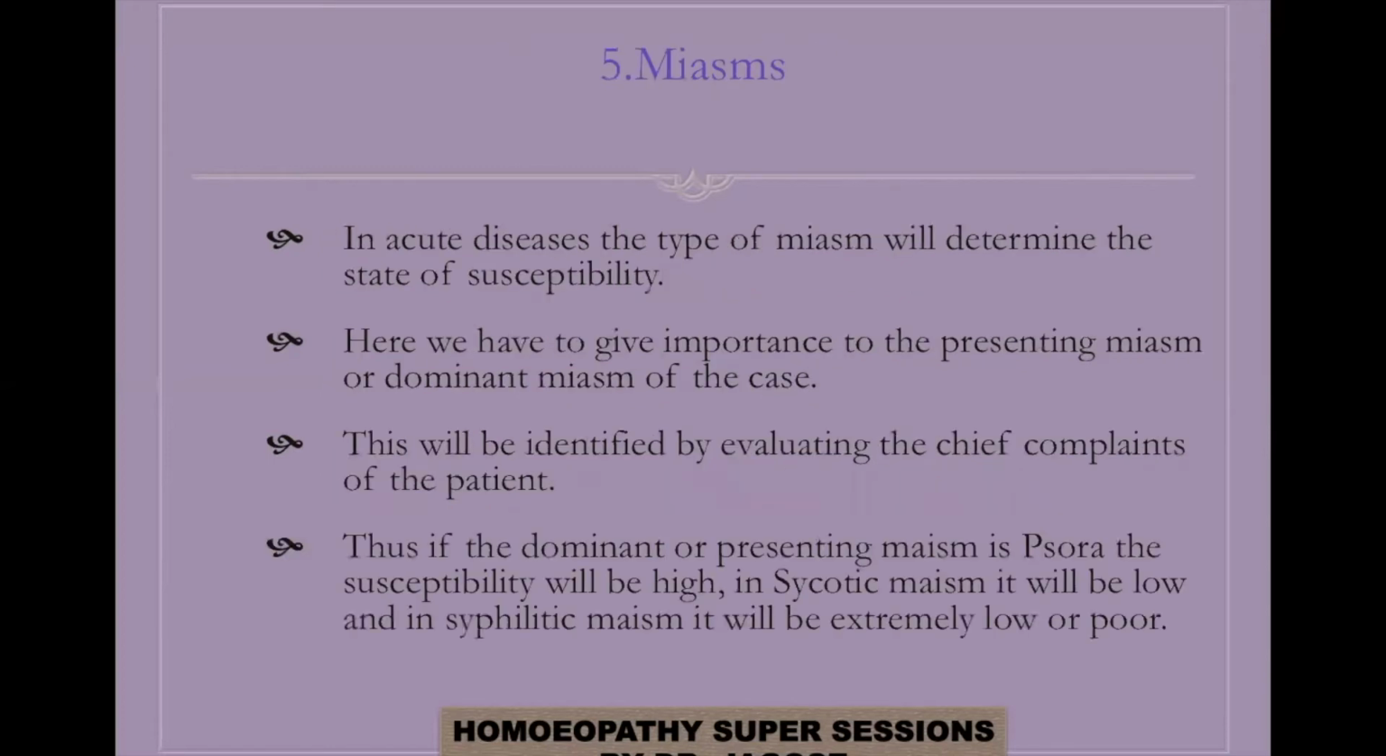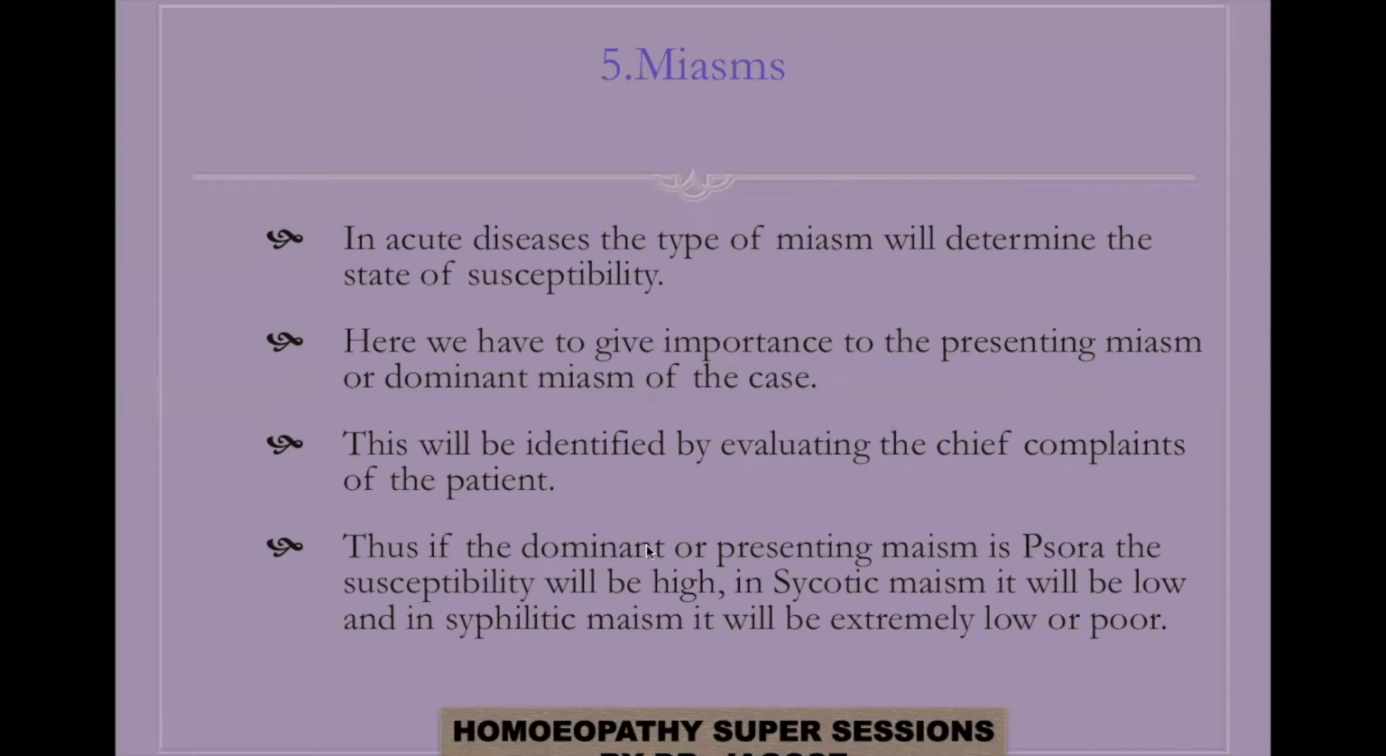Now, miasm. In miasm, we have to identify the dominant miasm and the fundamental miasm. In acute diseases, the type of miasm will determine the state of susceptibility. Hence, in an acute disease, we give importance to the presenting miasm or the dominant miasm of the case. This will be identified by evaluating the chief complaints of the patient. That means in an acute disease, we have to identify the presenting or dominant miasm, which is seen through the chief complaints of the patient.